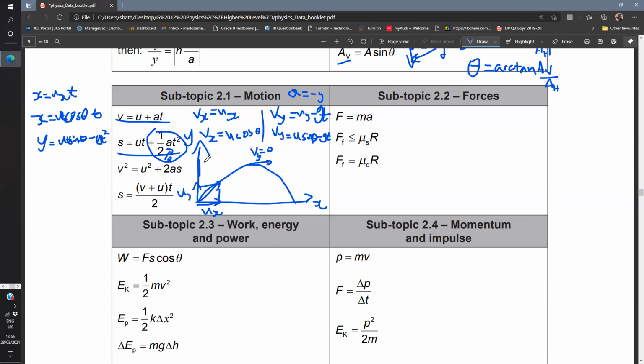Now, what if we want to find the time it takes to reach this maximum point? Well, all you need to do is substitute into the equation here, so vy is equal to 0. So it's going to be 0 is equal to u sine theta minus gt. gt is equal to u sine theta. t is equal to u sine theta over g.